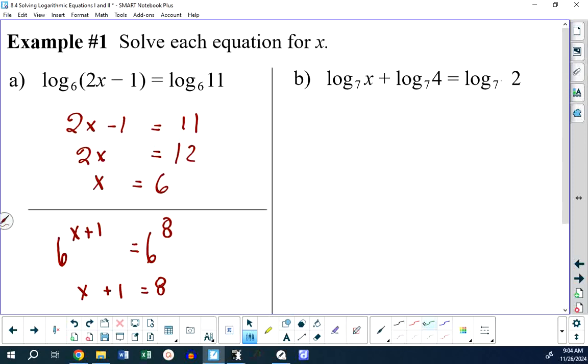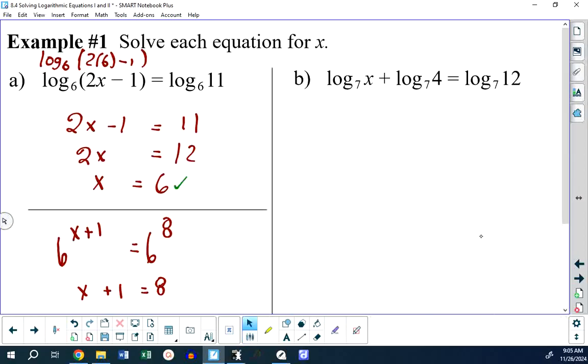But what we have to do is make sure it's correct. We have to make sure that if I put 6 in for x, I will not be taking the logarithm of 0 or a negative. So when I put 6 up here, this becomes log base 6 of 2 times 6 minus 1, and we can stop there. It's such a simple question that you can see we get the right answer. But we can stop there because 2 times 6 minus 1 is a positive number, which means our value for x is a legitimate solution.